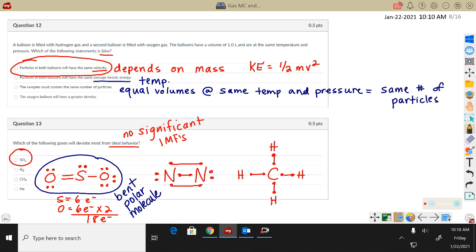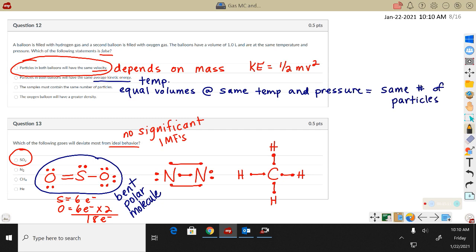The samples have the same number of particles. That is true. Even though they have the same number of particles, the particles have different masses. So the fourth statement is true. Oxygen would have a higher molar mass, which would give it a larger density. And then the other options.